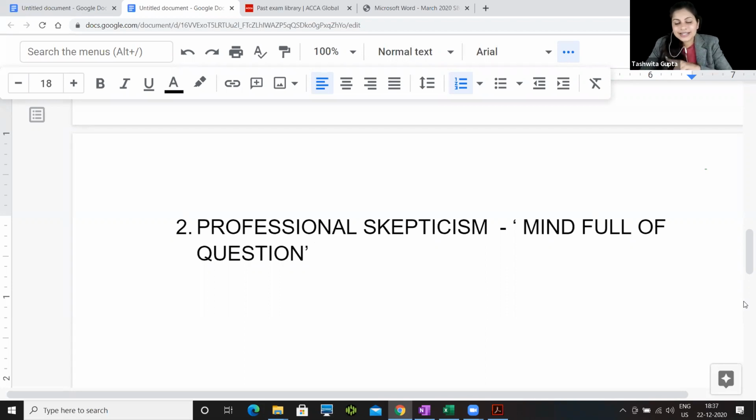But professional skepticism in SBL is quite different. Here you are asked to keep a questioning mind from the perspective of a consultant, from the perspective of an owner, from the perspective of a finance manager. So you are not here to investigate the things, but you are here to find the hidden points, hidden reasons.